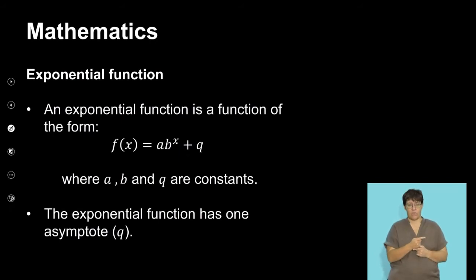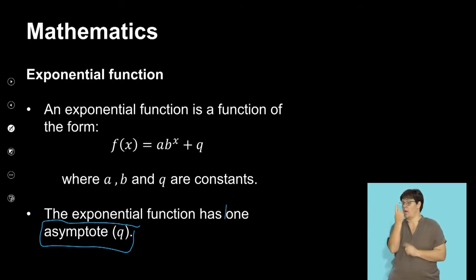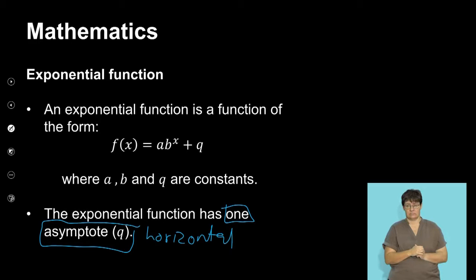Now, an exponential function will be a function of the form f of x equals a b to the exponent of x plus q, where the a, the b, and the q are constants, right? And then the exponential function has one asymptote. If you remember correctly, whenever we look at a hyperbolic function, we say it has two asymptotes, but this one only has one, which is normally the horizontal asymptote. So this only has the horizontal asymptote, which is the q value.